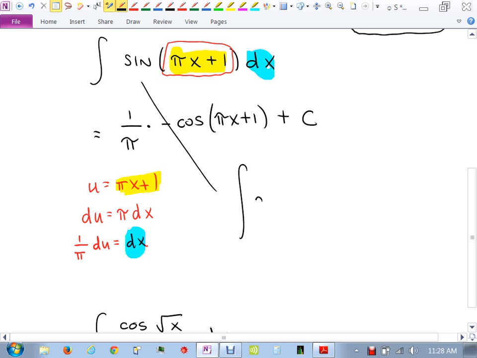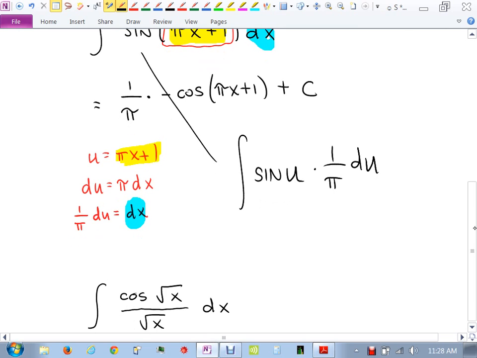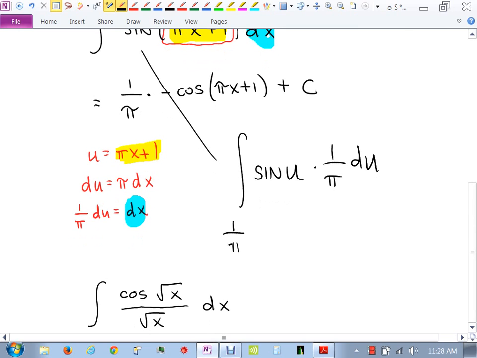Integral sine u. And then dx is 1 over pi du. And then the 1 over pi comes out. Antiderivative of sine is negative cosine u plus a constant. And then replace your u with pi x plus 1, so you get back that answer up there. Is that okay?